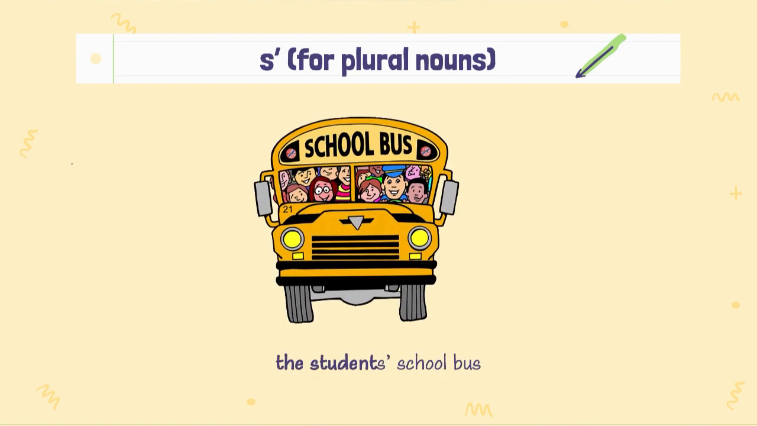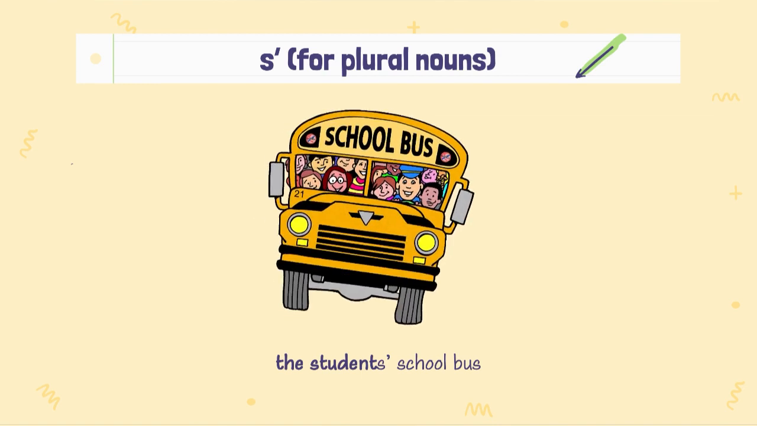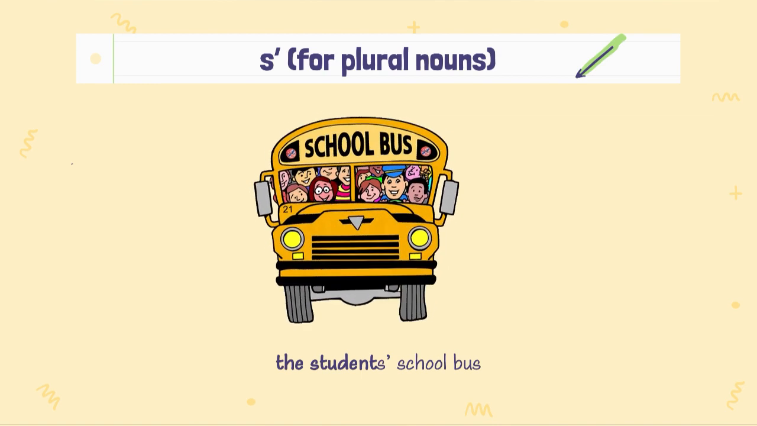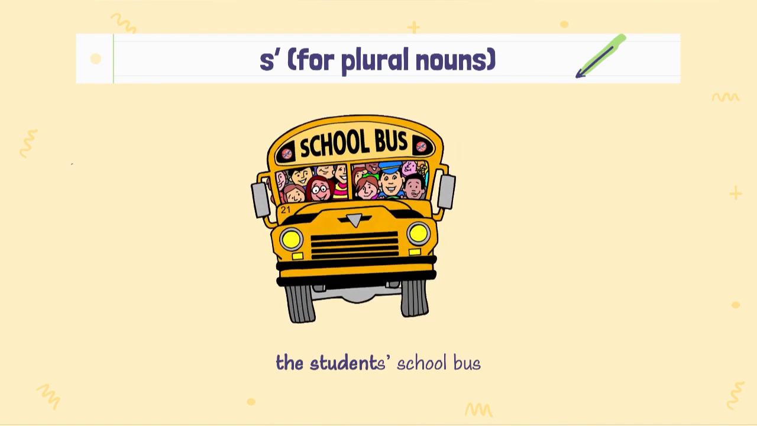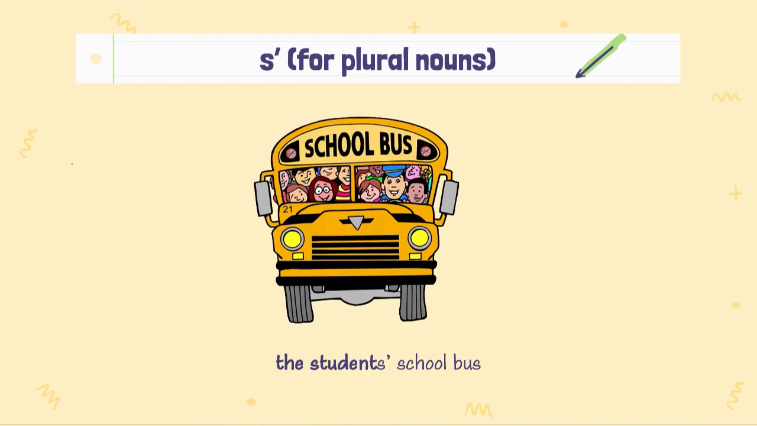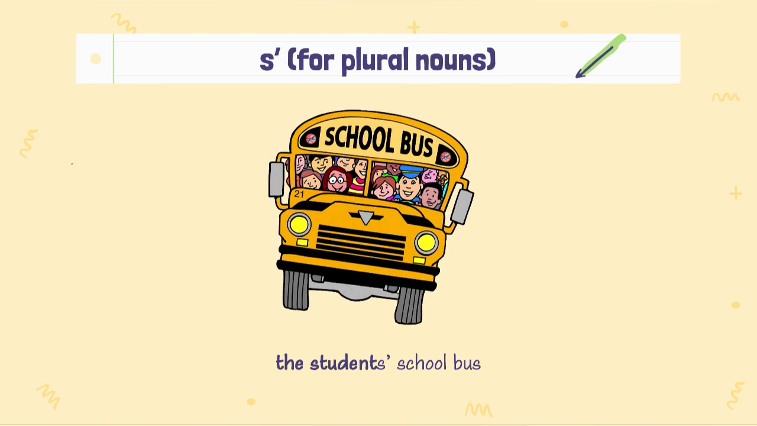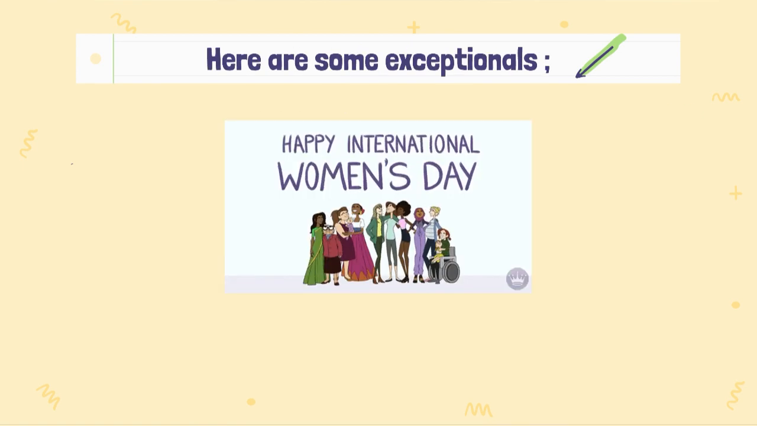The students' school bus. Students is the plural for student, with an S at the end of the word. Students' school bus. So we just add the apostrophe at the end of the word. The students' school bus.